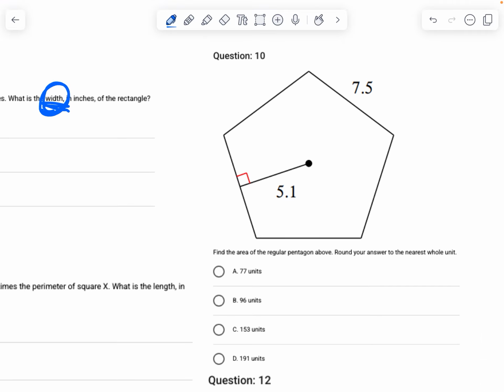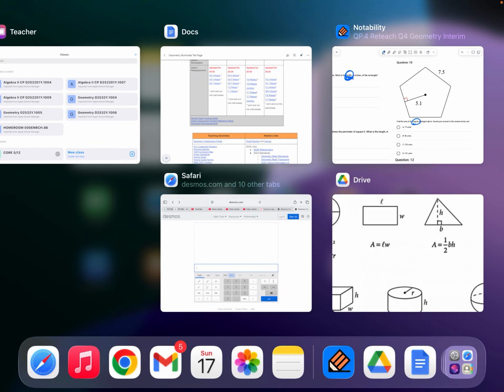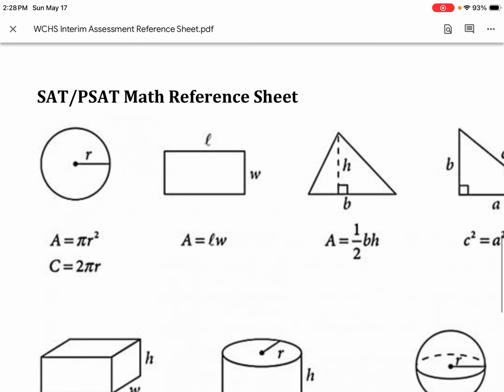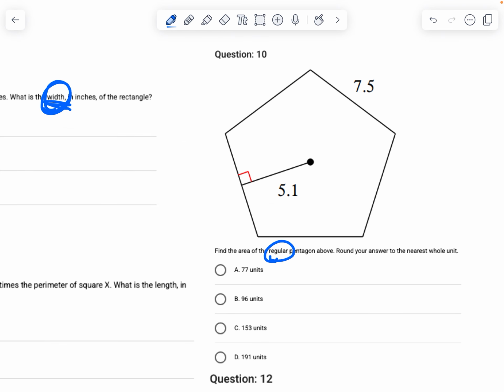Let's try number 10 now. What is the area of a regular pentagon above? Well, it's a regular pentagon, and on that reference sheet, a pentagon has 5 sides, but on my reference sheet, I have 0 sides, 4 sides, and 3 sides. Well, that's not going to help, but let's look at what we've got. They give us a side length of that pentagon, and they give us the apothem. Remember, the apothem is the segment from the center of the shape all the way to the center of a side that forms a right angle.